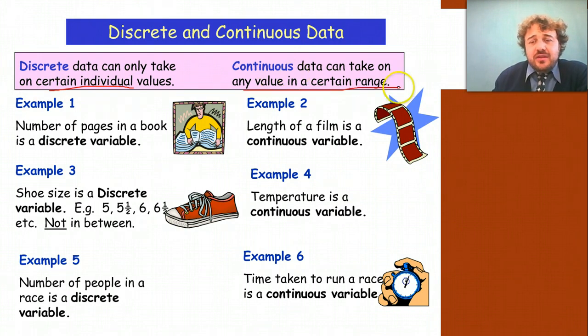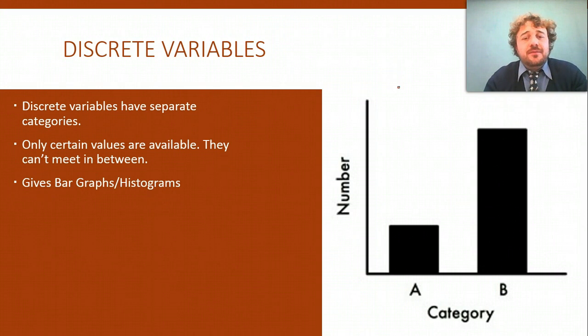Continuous is any value within a range. So a discrete variable has separate categories. Only certain values are available. You can't have in between. And it usually gives us bar graphs or histograms.